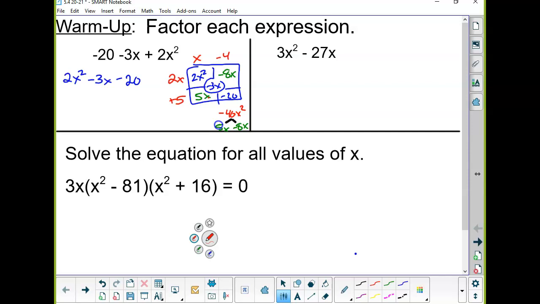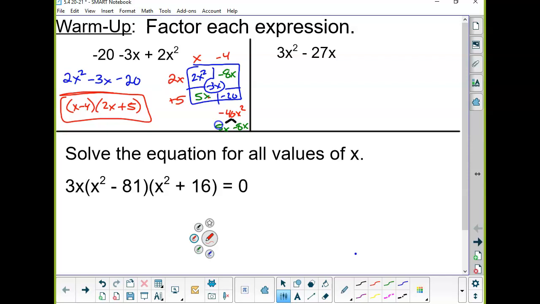Now we're not done there, right? That's just the method that we're going to use to get the factors. The actual factors are when you write them as a product, because that's what factoring is. It's a list of all the items that multiply together to give you the original expression.